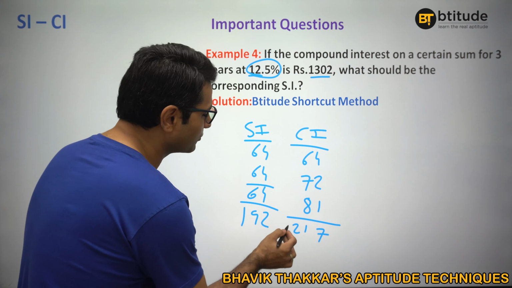Here, compound interest is 1302. What will be the corresponding simple interest? Just cross multiply, or maybe, is it into 6? 2 into 6, 12, and 17 into 6. Yeah, it is into 6.